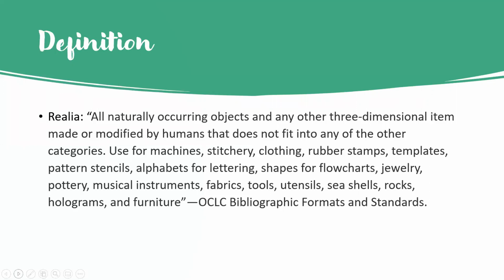So what is Realia? Realia is all naturally occurring objects and any other three-dimensional item made or modified by humans that does not fit into any of the other categories. So use this for machines, stitchery, clothing, rubber stamps, templates, pattern stencils, alphabets for lettering, shapes for flowcharts, jewelry, pottery, musical instruments, fabrics, tools, utensils, seashells, rocks, holograms, and furniture. And that is from OCLC Bibliographic Formats and Standards.